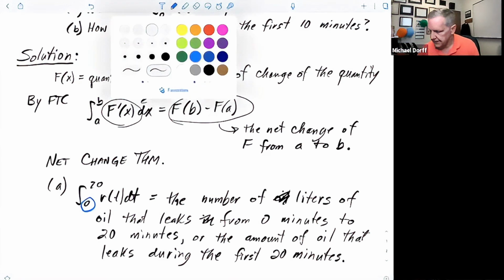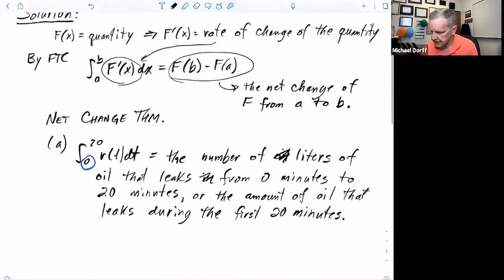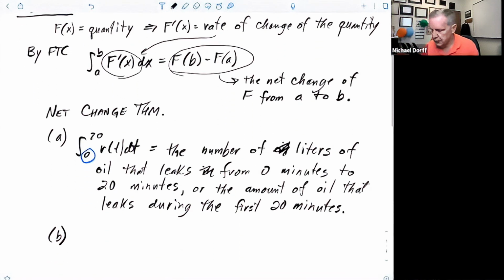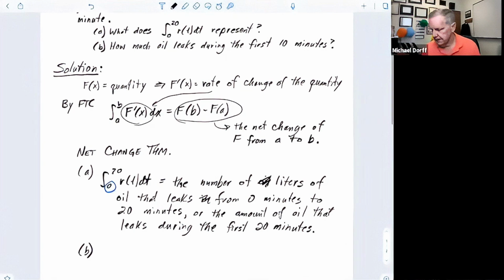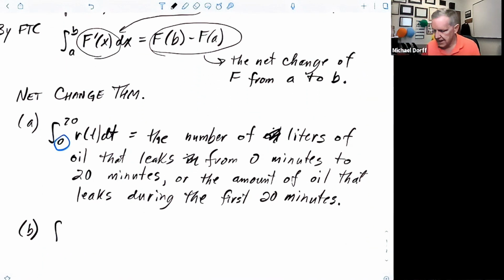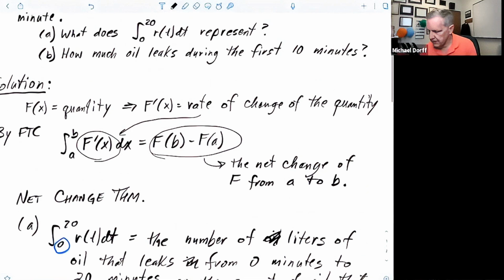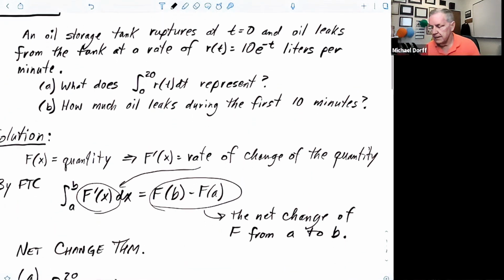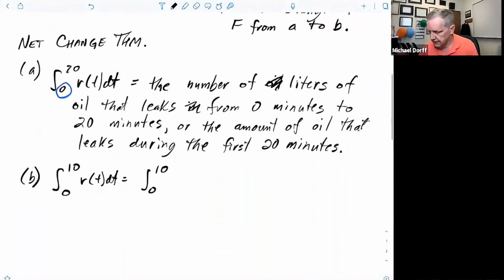Now, the second part of this problem is you're supposed to find out how much oil leaks during the first 10 minutes. So I can write that as an integral from 0 to 10 of r(t) dt. And now I'm going to use the value that they gave me for r. They said r was 10 times e to the negative t. So 10 e to the negative t dt. So now I just have to evaluate that integral.